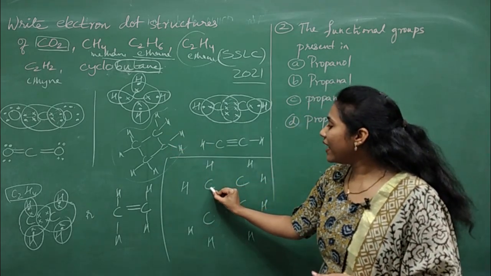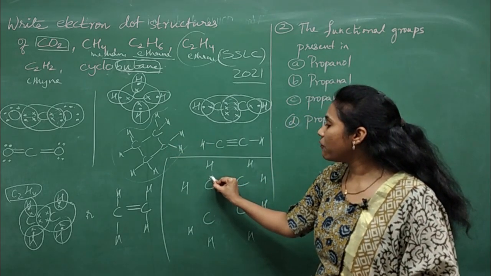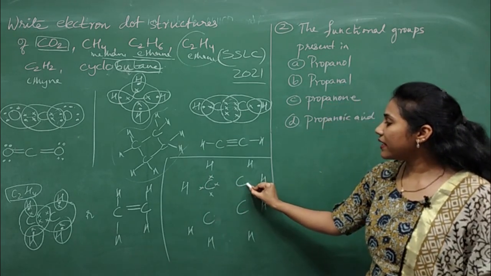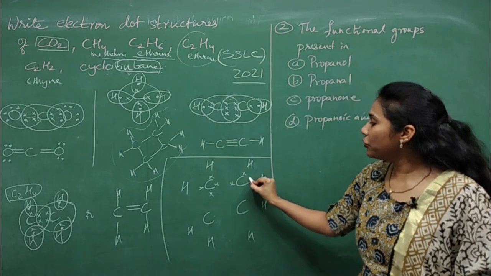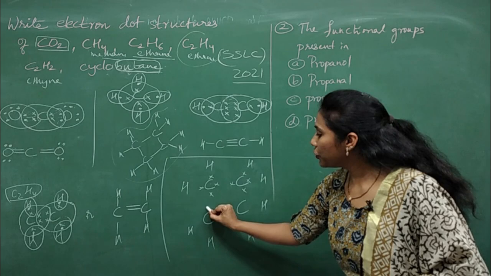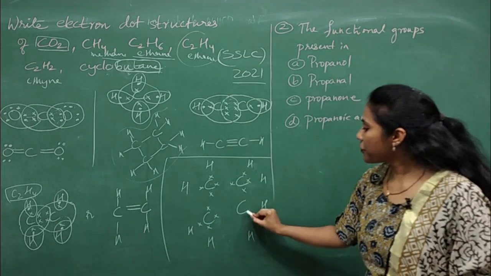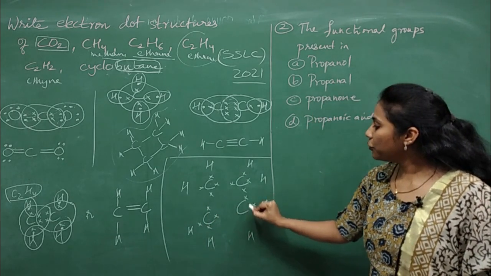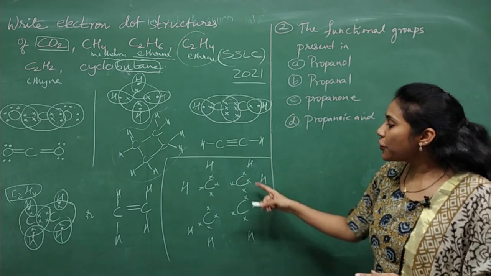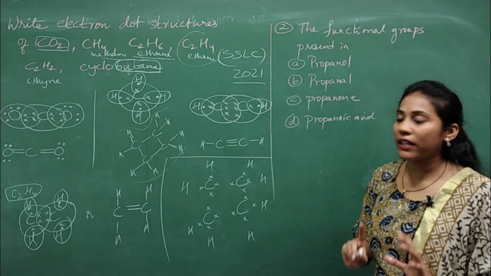So how many valence electrons are there on this carbon? 1, 2, 3, 4. How many valence electrons are there on this carbon? 1, 2, 3, 4. Here 1, 2, 3, 4. Here 1, 2, 3, 4. So all the valence electrons you are showing on carbons.